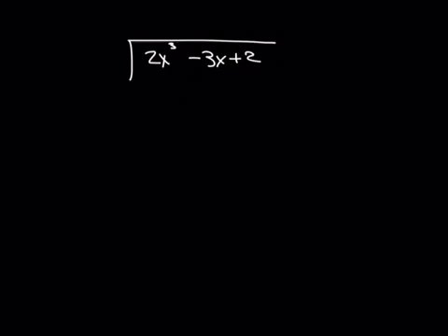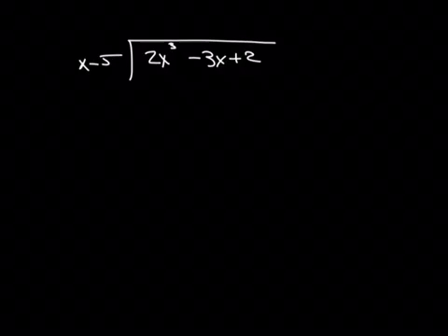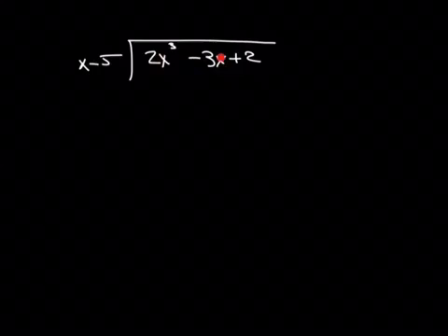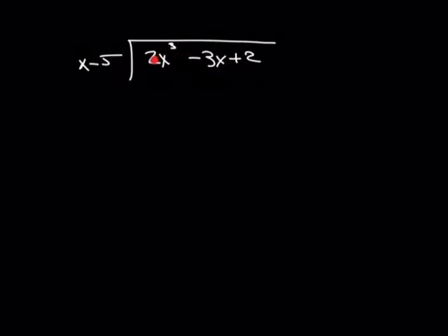Alright, if we have 2x cubed minus 3x plus 2, and we are dividing it by x minus 5. Okay, the problem that we run into is I don't have a squared here. I've got 2x cubed and a 3x, but I don't have an x squared in here. I need something with an x squared. So what I'm going to do is I'm just going to put one in there, and I'm going to put a 0 in front of it.